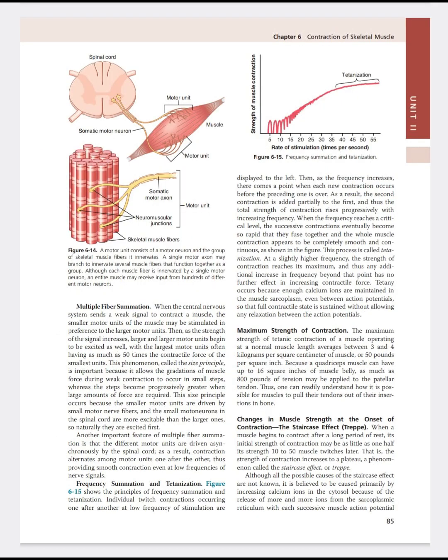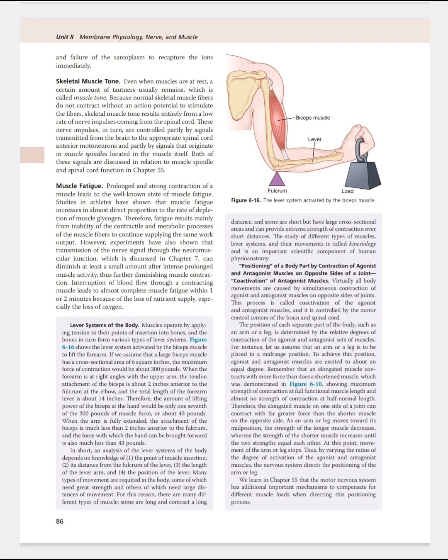Number 85, page number 86. Highlight the paragraph, the skeletal muscle tone. Even when muscles are at rest, a certain amount of tautness usually remains, which is called the muscle tone, because normal skeletal muscle fibers do not contract without an action potential to stimulate the fibers. Skeletal muscle tone results entirely from a low rate of nerve impulses coming from the spinal cord.